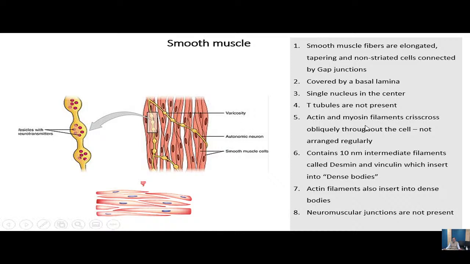So these actin filaments get inserted on specific cytoplasmic plaques, which are called dense bodies. So what are dense bodies? Dense bodies are thickenings of the cytoplasm into which these actin filaments and other types of filaments, 10 nanometer diameter intermediate filaments called desmin and vinculin, insert. So remember specifically about dense bodies present in smooth muscles. Actin filaments also insert into these dense bodies, and neuromuscular junctions are not present.